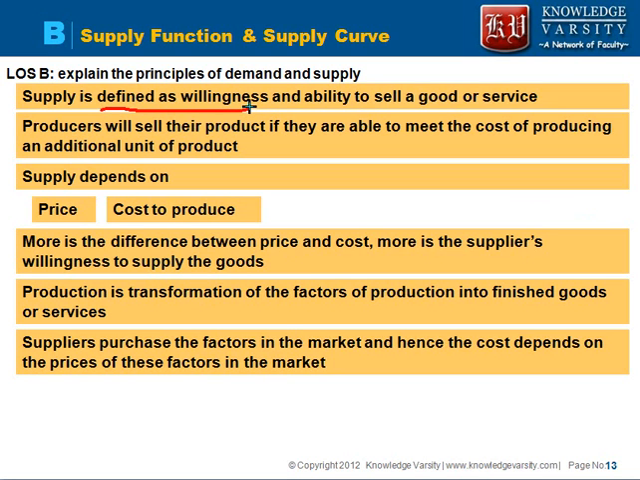Also note that it's not only willingness, it should also be the ability. Lots of manufacturers have willingness to supply lots of goods, but they do not have the capability or the ability to supply. So supply is defined as willingness and ability both to sell or supply the goods and services. Producers will supply or sell their product only if they are able to meet the cost of producing an additional unit of product.